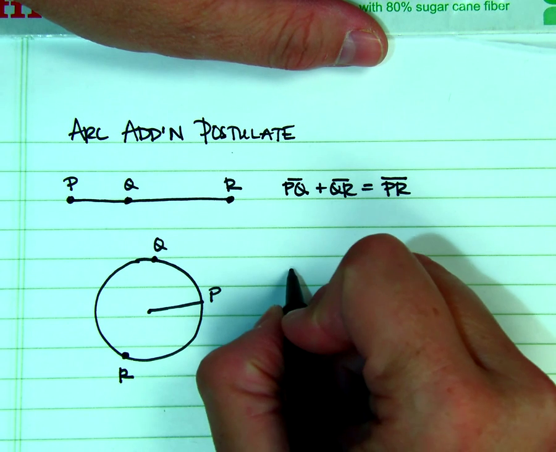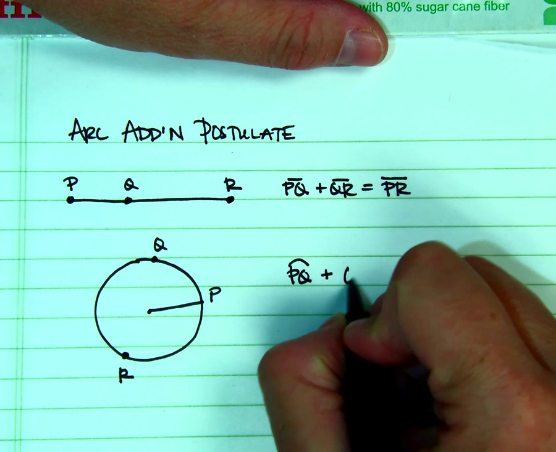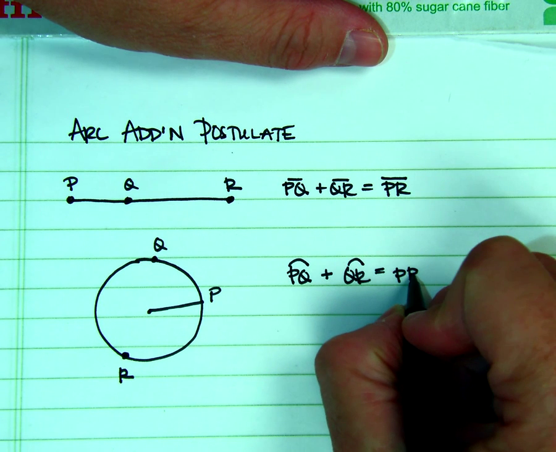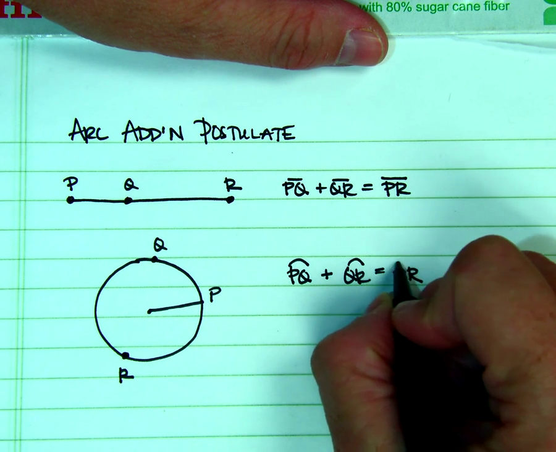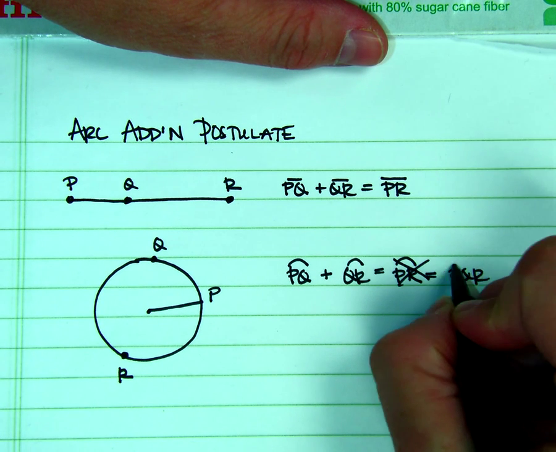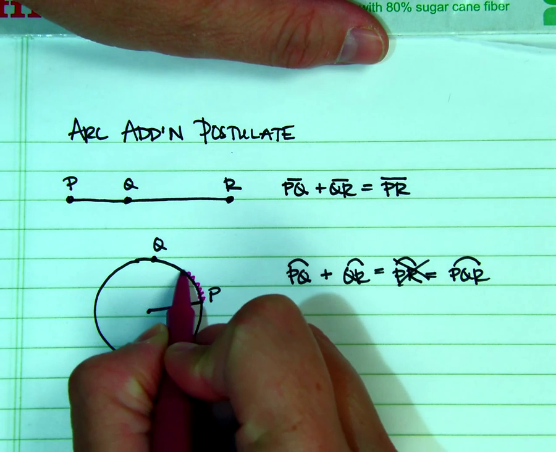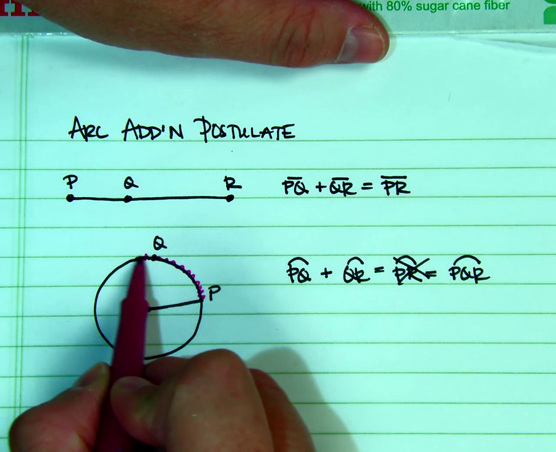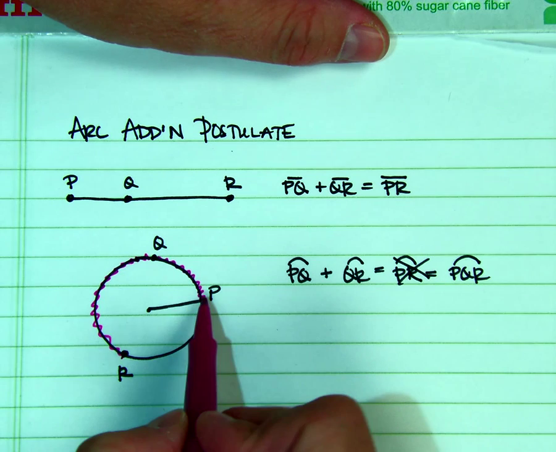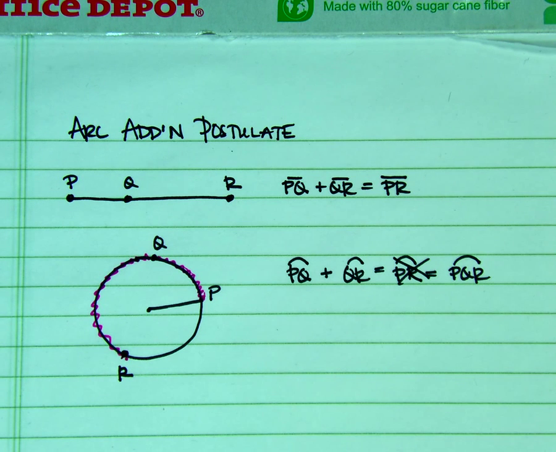So I know that arc PQ plus arc QR equals the measure of arc PR. In this case, we would have to say arc PQR because it's more than 180. So PQ plus QR equals the measure of arc PQR. Okay, so that shouldn't be anything new.